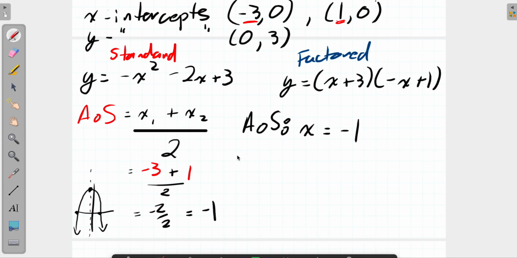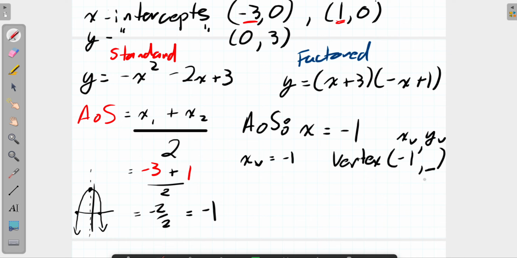What's convenient about the axis of symmetry is this is also the x value of the vertex. The x value of the vertex is also negative 1. So if we were to write the vertex as a coordinate, the x value and then the y value, that little v just stands for vertex, we would have negative 1 and something. We just don't know what the y is. Because we have a coordinate, I can now take this and substitute it in for x in the standard form or in the factored form, and that will tell me the y value of the vertex.